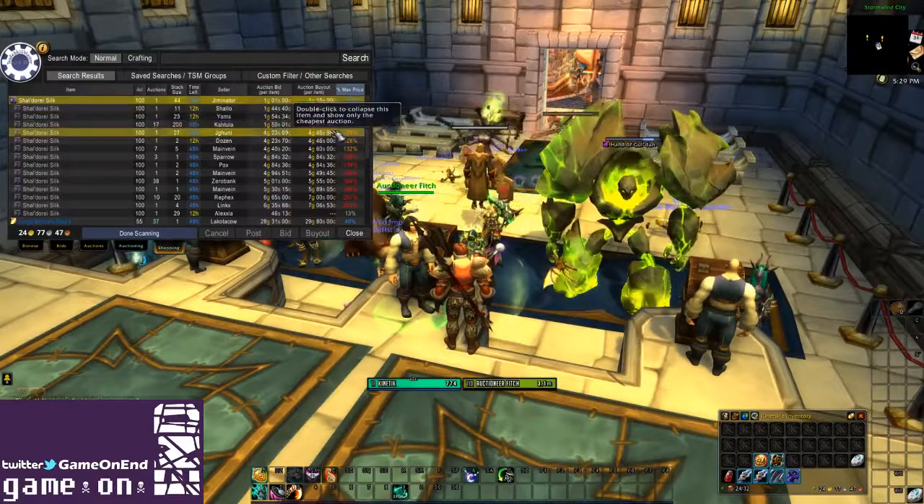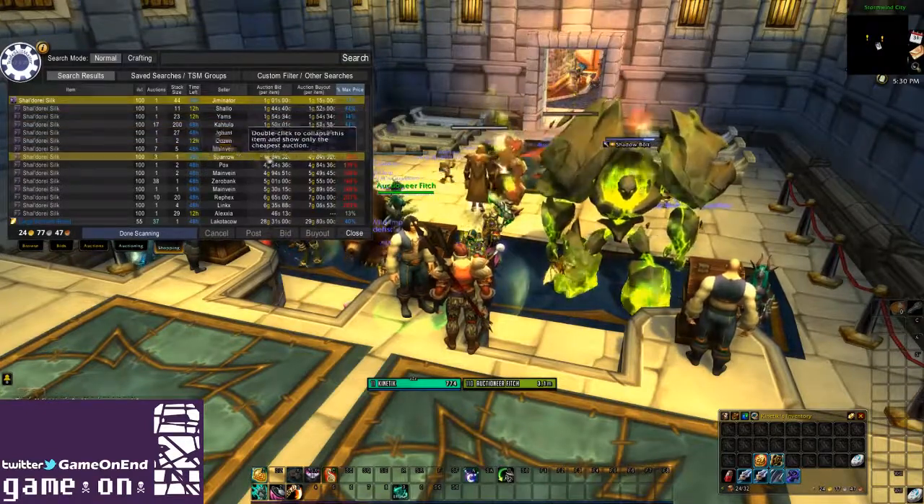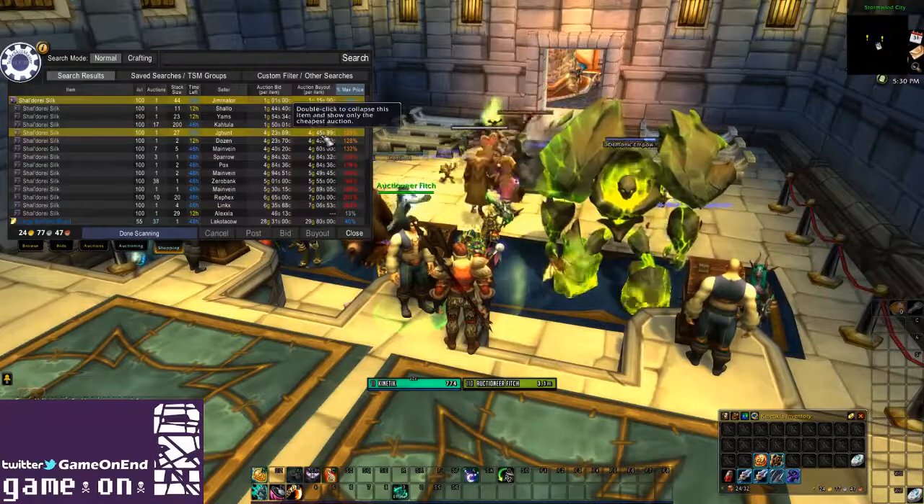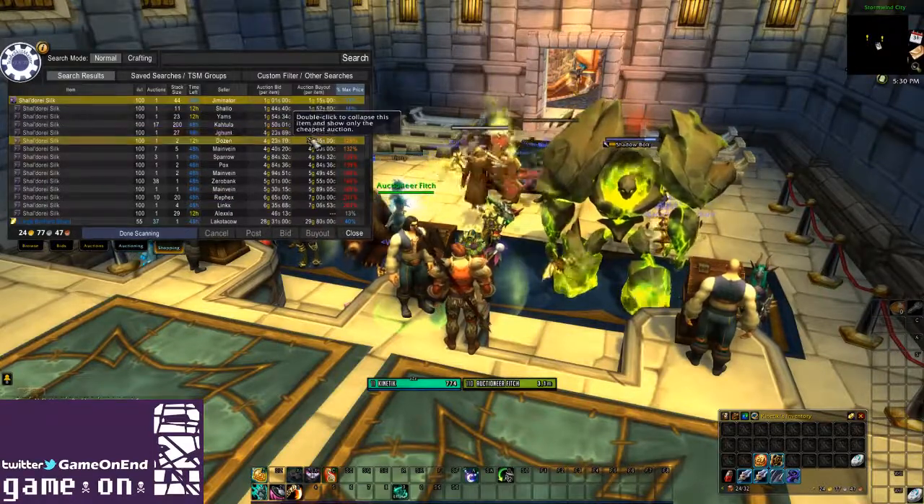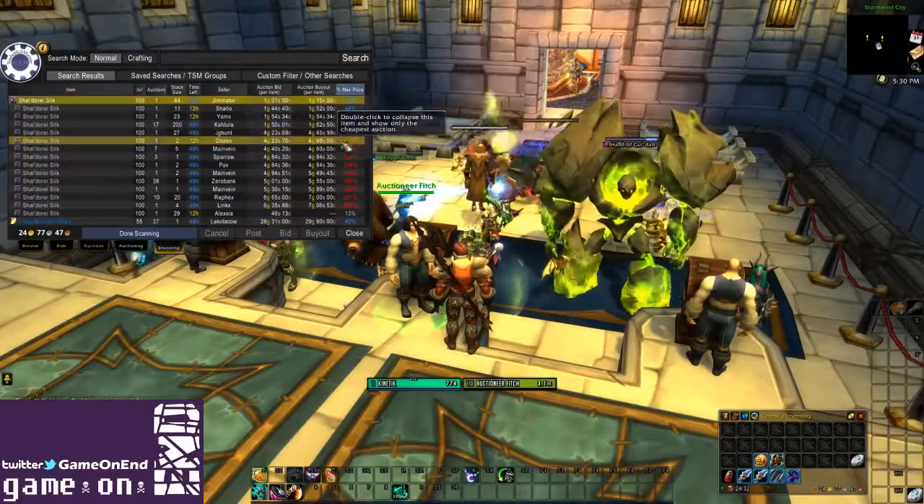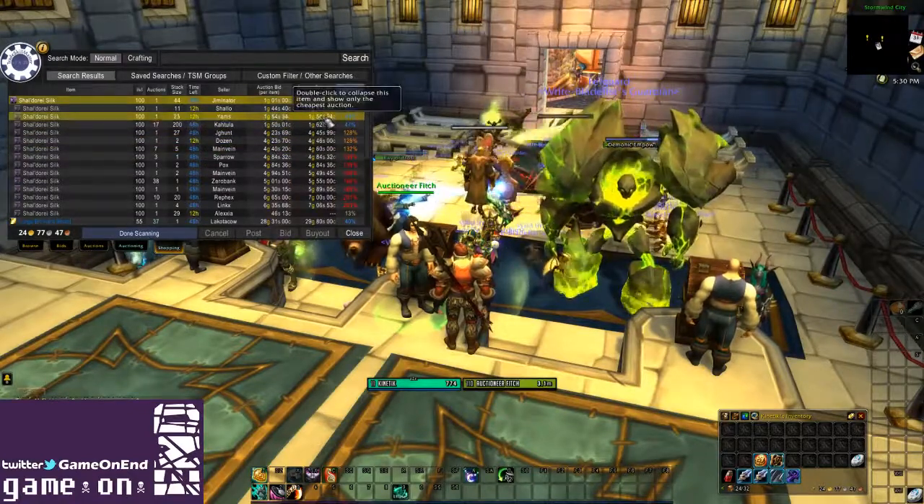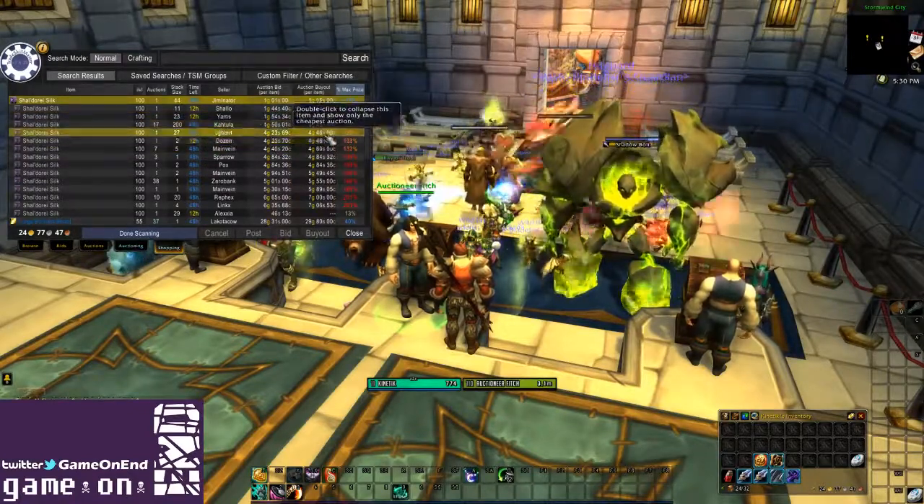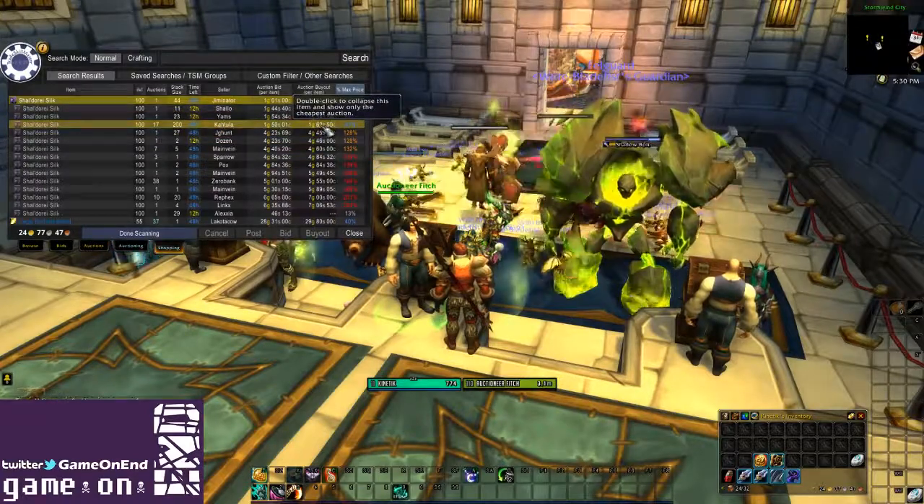And the next lowest auctions for this is up in the 4 gold range. So there's plenty of room here to undercut these. If we bought all of these out, we could undercut these and still have plenty of profit in here.